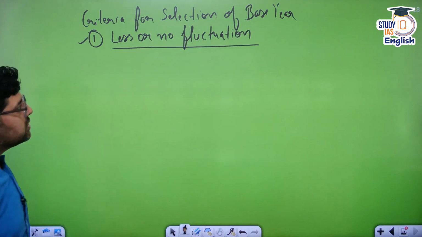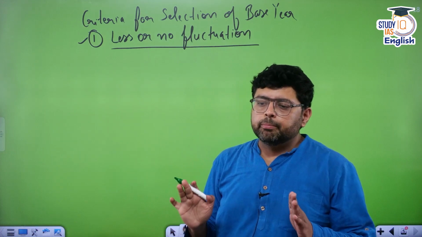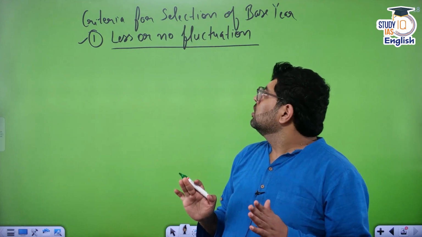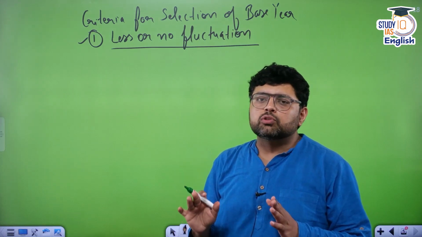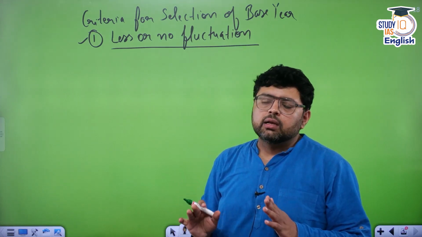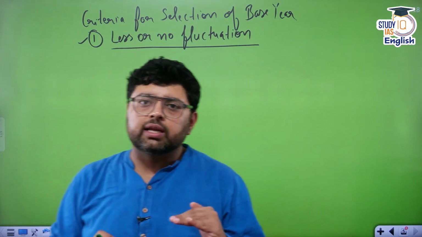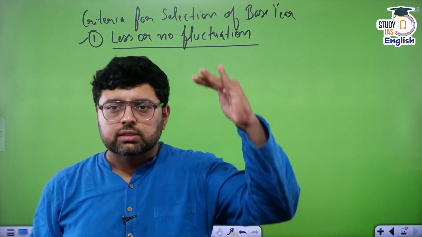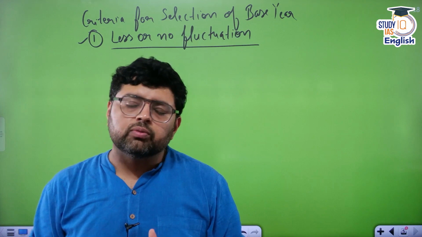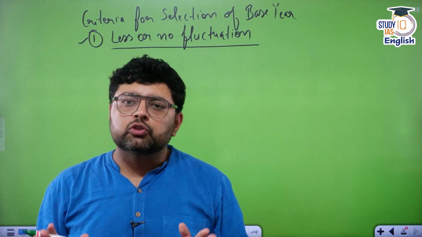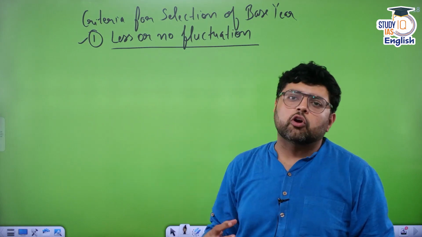So when I am saying very less or no fluctuation, it means that the year must have minimum fluctuation. When I am talking about fluctuation, I mean fluctuation in terms of macro parameters. Your growth should be steady, not a sudden fall or sudden increase. It should be gradual. Similarly, the inflation rate should be gradual, and your balance of payment should be gradual. It is not that there are some shocks to the economy in that time period.